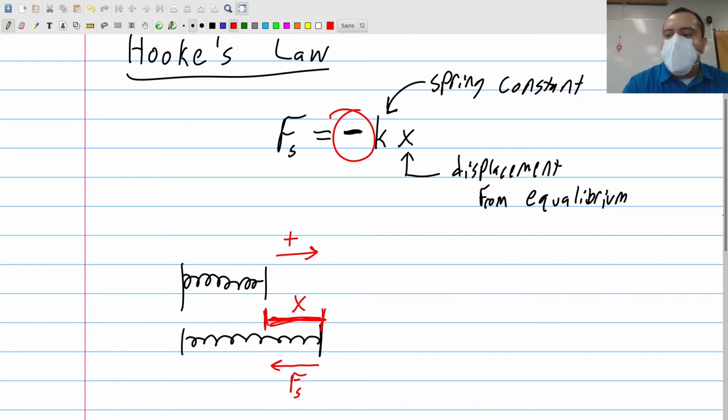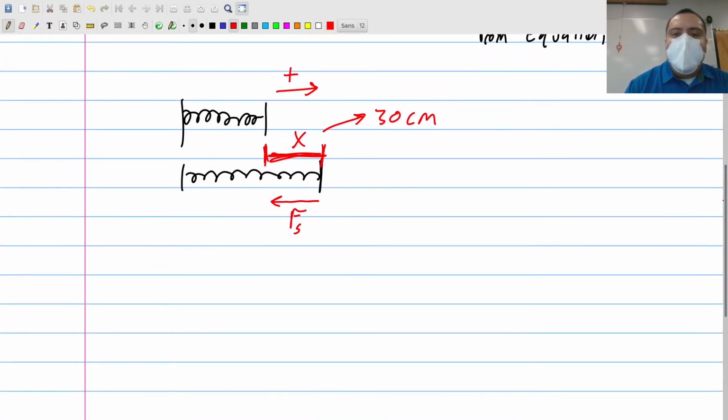Let's see an example of this. So let's say that we stretch this spring. Let's say x was, how about 30 centimeters. So we took a spring and we stretched it by 30 centimeters. And then how about we measure the force of the spring, and we find that the force that the spring is pulling with is negative 30 newtons. And I want to know what the spring constant of this spring is.